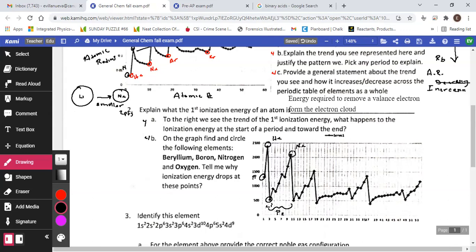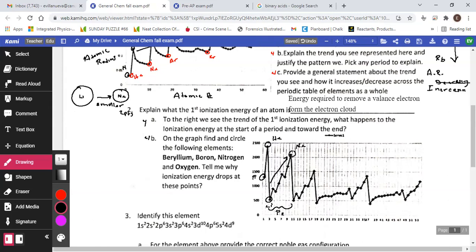Remember, this is stuff that you have to write, but I'm just telling you guys, because like I said, I'm trying to keep the video short. So this is stuff that you should have written down on your test. To the right, we see the trend, ionization energy. So here's the start of the period, lithium. Here's the end of the period. As we can see, as we go from the start of the period to the end of the period, we see an increase in ionization energy.